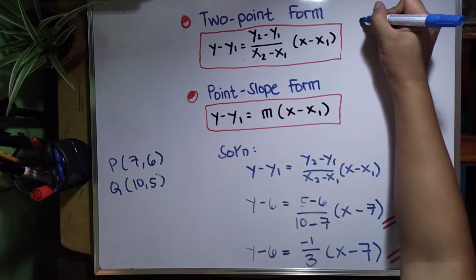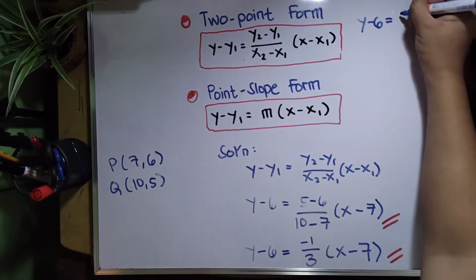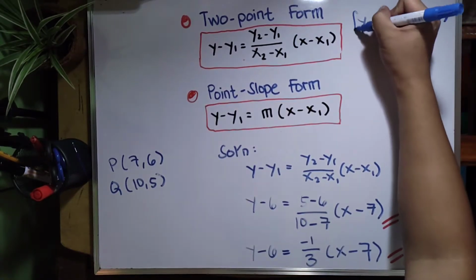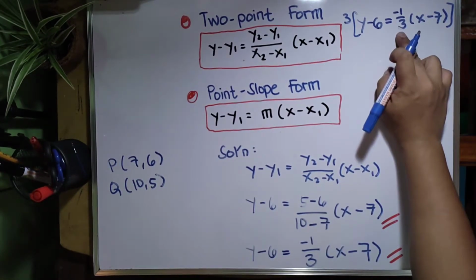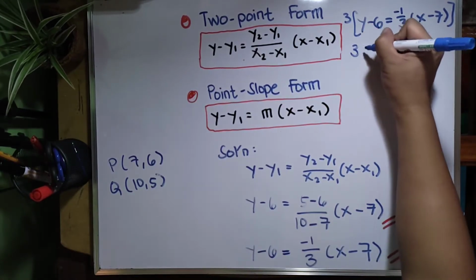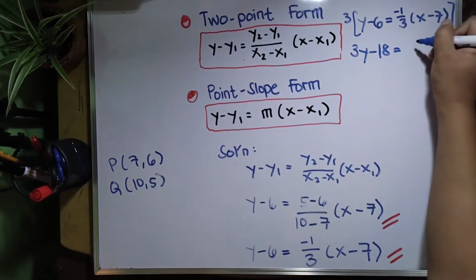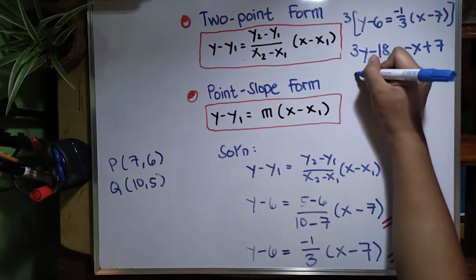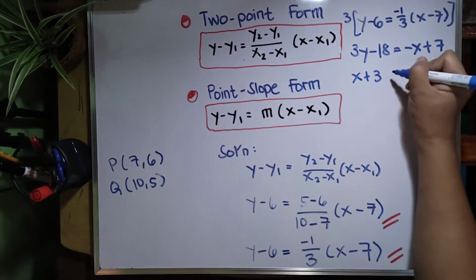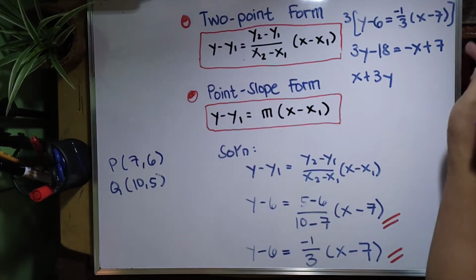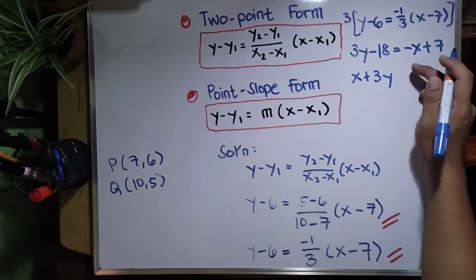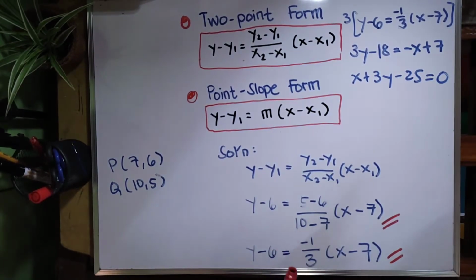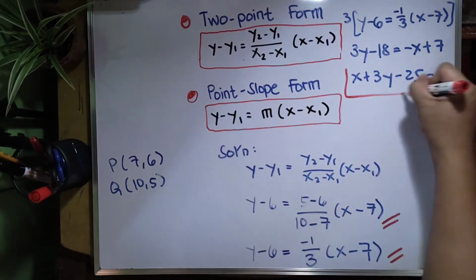Now, if we wish to simplify this further, we will be having the general equation. So let's have this. y minus 6 is equivalent to negative 1/3 times x minus 7. Multiply 3 on both sides. So we will get rid of this 3. So magiging 3y minus 18 equals negative x, okay, be careful, plus 7. Now, x plus 3y, negative 18, transfer 7 to here, magiging minus 7, negative 18 minus 7, magiging negative 25 is equal to 0. So this will be the general equation of the line.